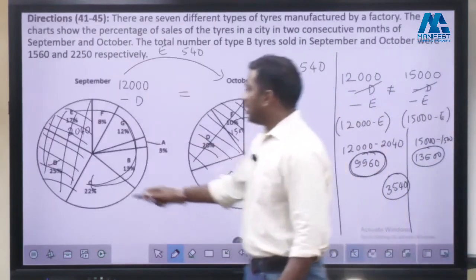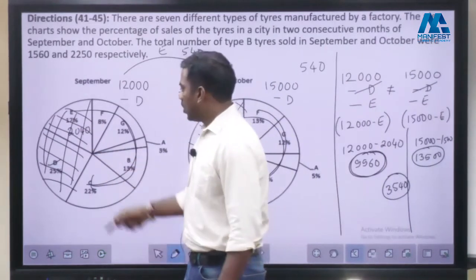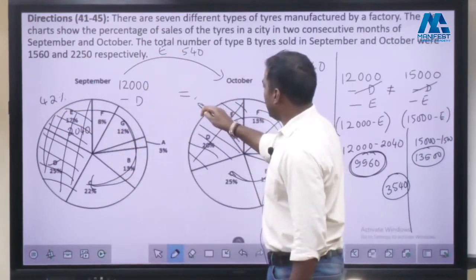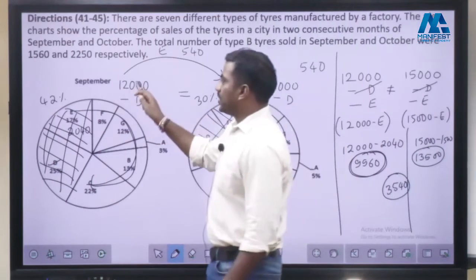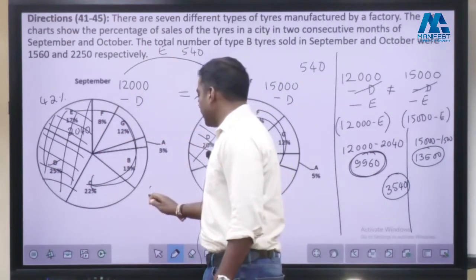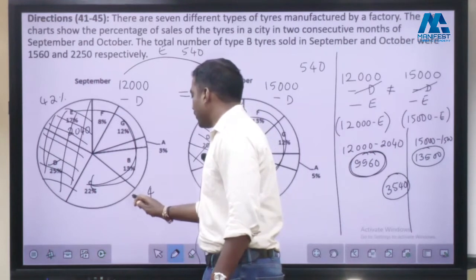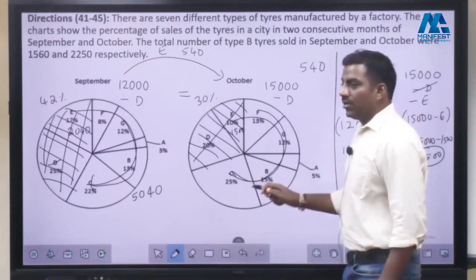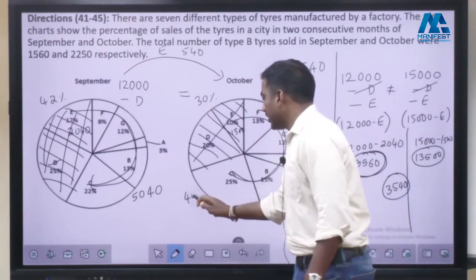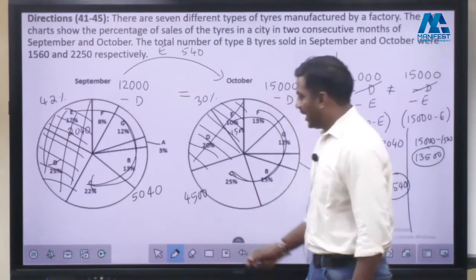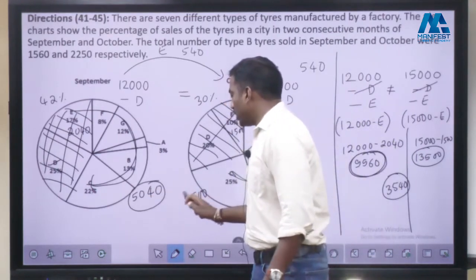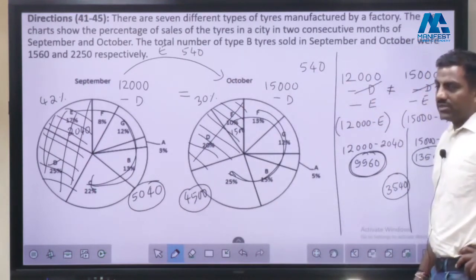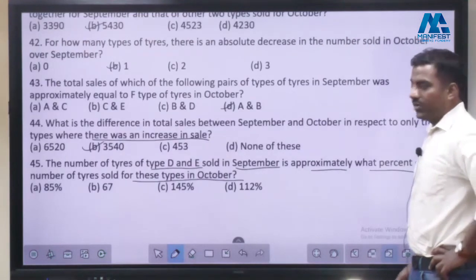D and E. D and E totally, how much? 42% in September. D and E totally 30% in October. 42% of 12,000. 12 2s are 24, 12 4s are 48. So 5040. And here 30% of 15,000, 4,500. So they are asking 5,040 is what percentage of 4,500?